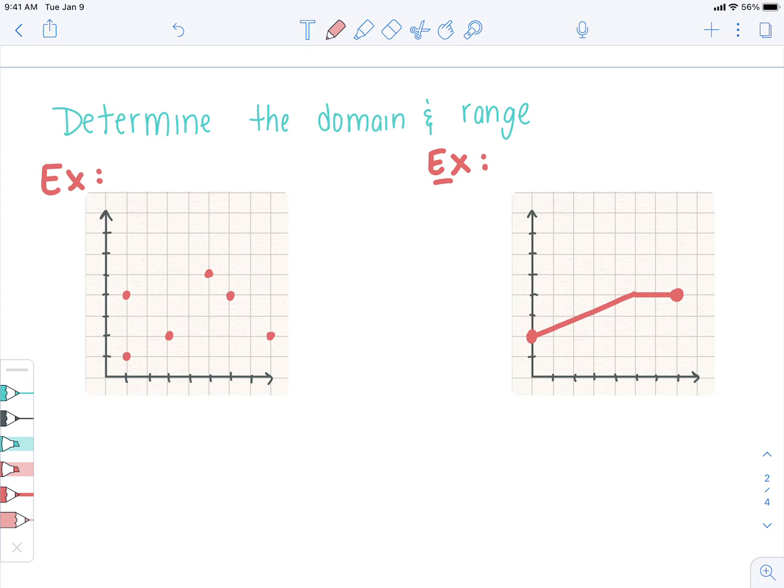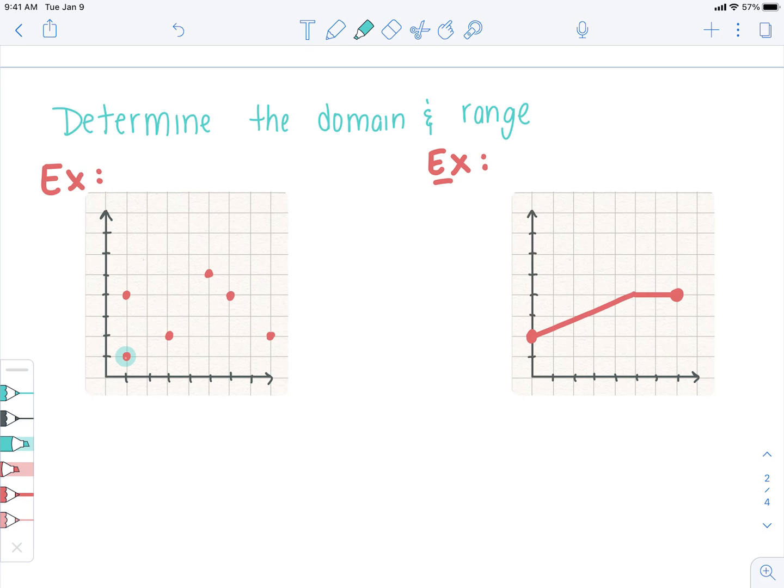But if the graph is like the second example where they're all connected, then we're going to use inequalities to do that, because when they're all connected like that, it's saying we have all the numbers in between those two endpoints. So we could be there forever listing all those numbers, and we don't want to waste our time doing that. So we're going to just use our inequalities that we know all about in order to do that. But if I look at this first one, I see that I have a point.